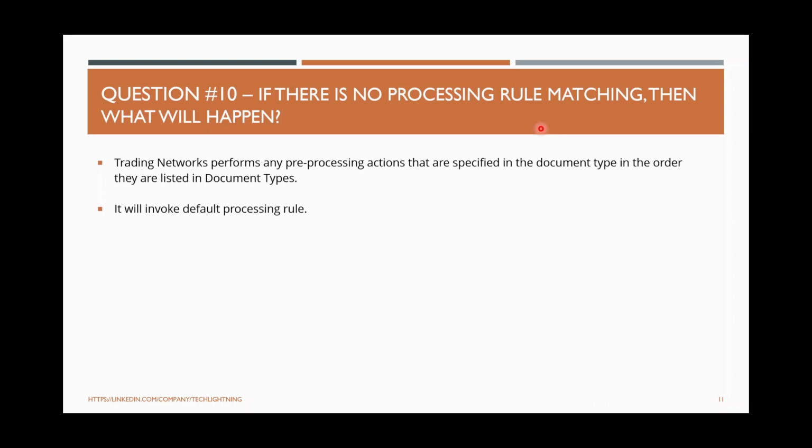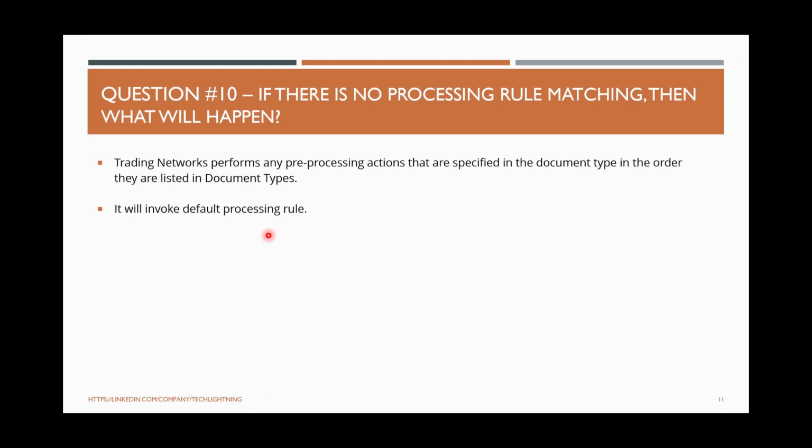If there is no processing rule matching, then Trading Networks performs any pre-processing actions that are specified in the document type, in the order they are listed in the document type. For example, as part of the document type creation itself, there will be a pre-processing action. If you have specified that, then that alone will get executed as part of your document recognition process. It will not invoke any existing processing rule, but it will invoke the default processing rule, which comes when we install Trading Networks itself.